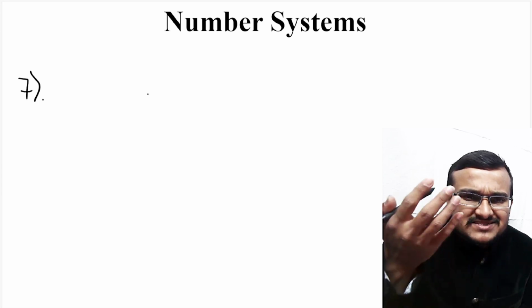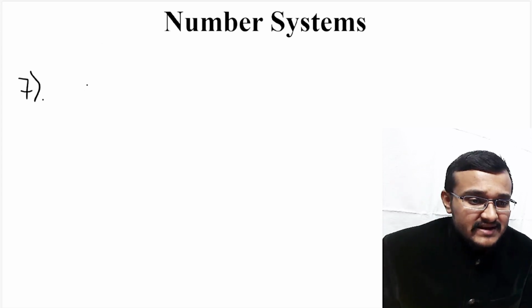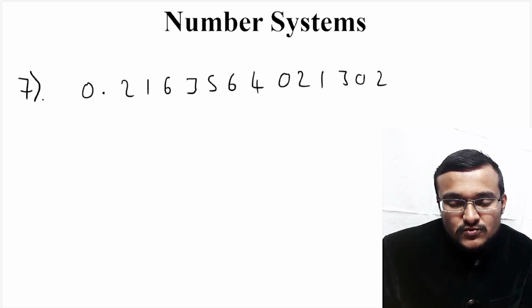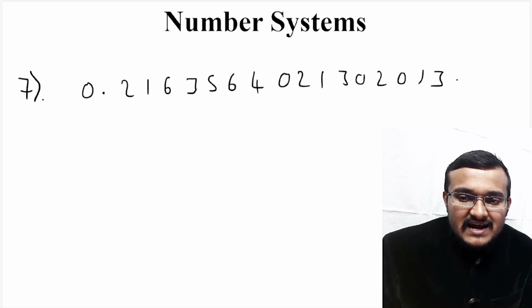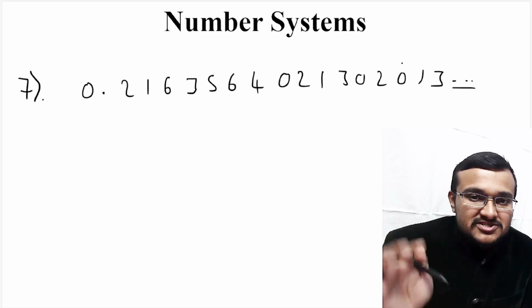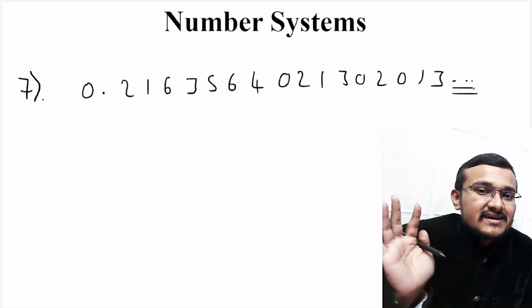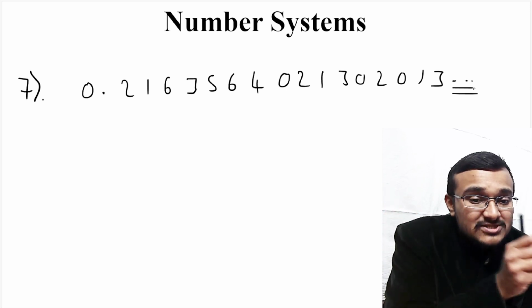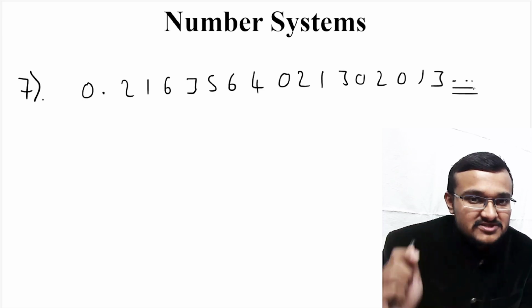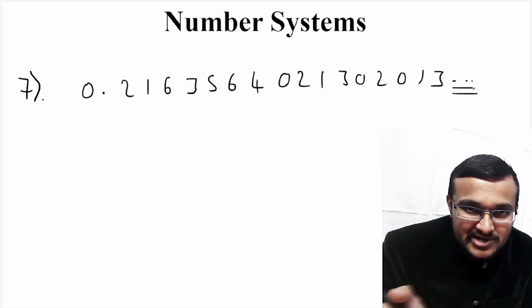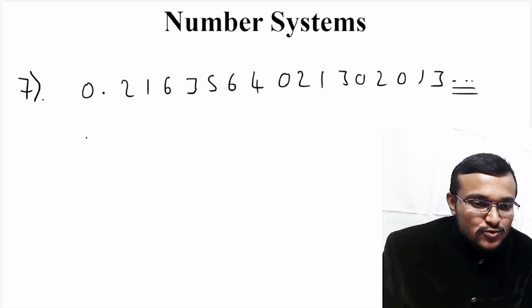So in that case, you can just randomly go on writing the numbers. So for example, one number I'll write as 0.2163564021302013, and it goes on like this. After that, I'll put some dots after this particular 3. So these dots indicate that this is a non-terminating decimal value, and here there is no repetition of a certain set of numbers. So that means here it is not recurring, and also here it is not terminating. So similarly, you can write two more also.